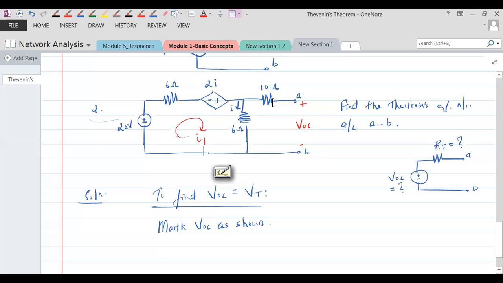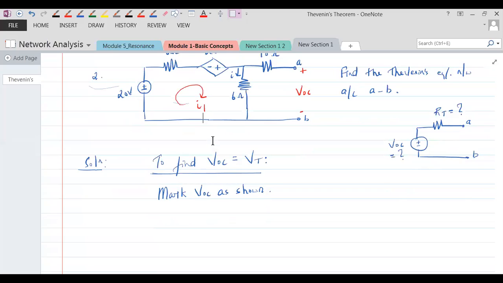Why would it not flow through this 10 ohms? Because 10 ohms is an open circuit branch. So the current will not flow. So this I which is flowing through 6 ohms will flow across all these, and that is where your I1 is also flowing. So let's write the equation and bring that into proper form. So KVL to mesh 1, everybody.